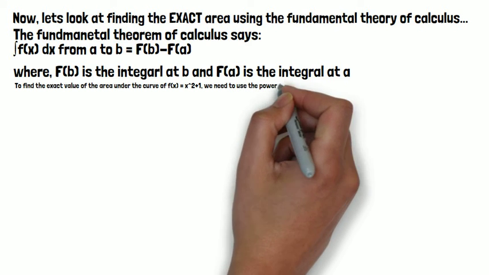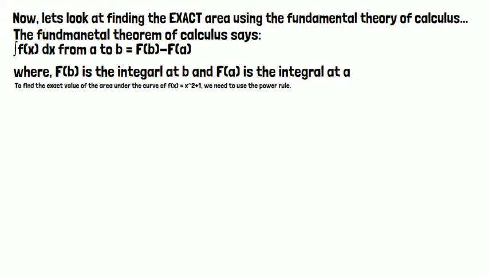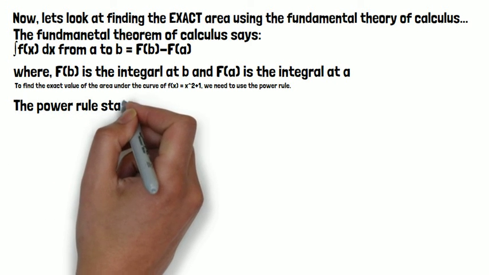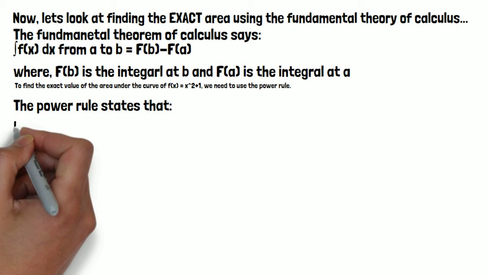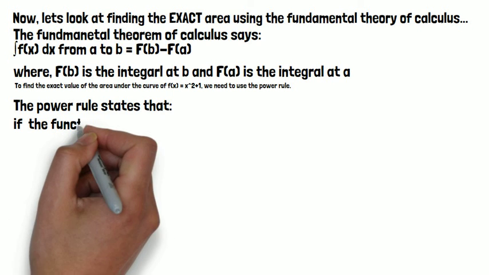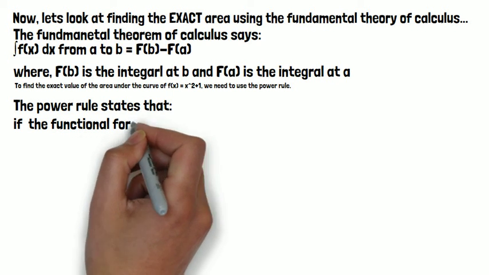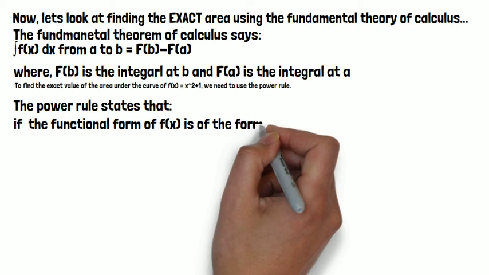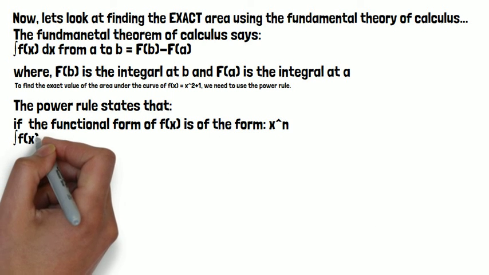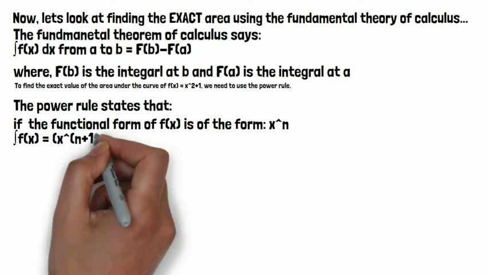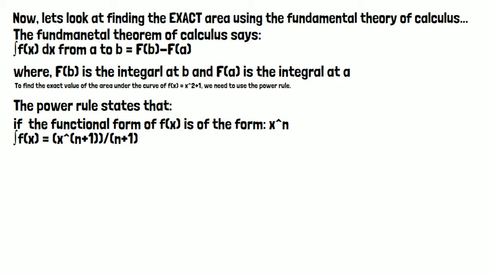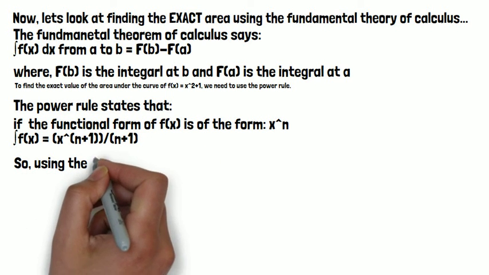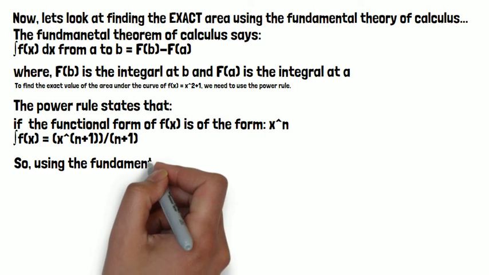However, in the form that we have our function, f of x equals x squared plus 1, we can use something called the power rule. The power rule states that if the function is in the form f of x equals x to the n, excluding constants or coefficients, the integral of f of x equals x to the n plus 1 over n plus 1, which is a lot more simple than it sounds. You just plug everything in.